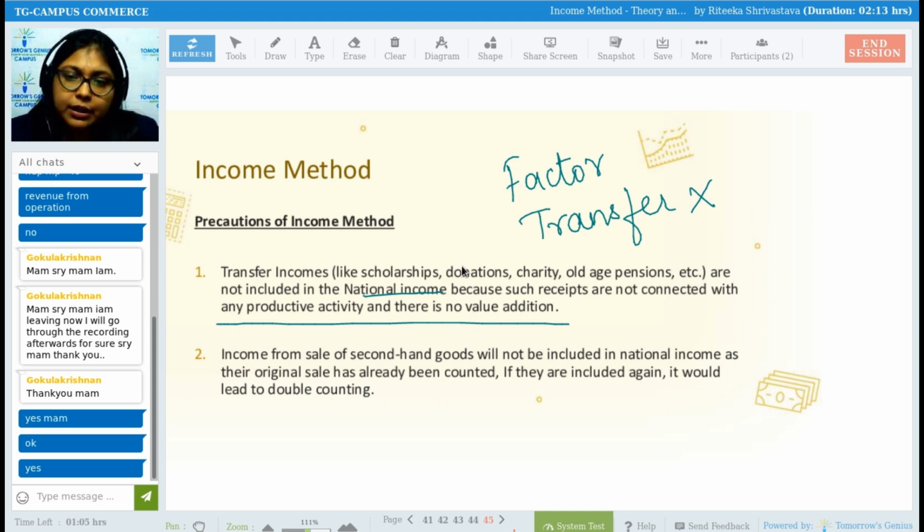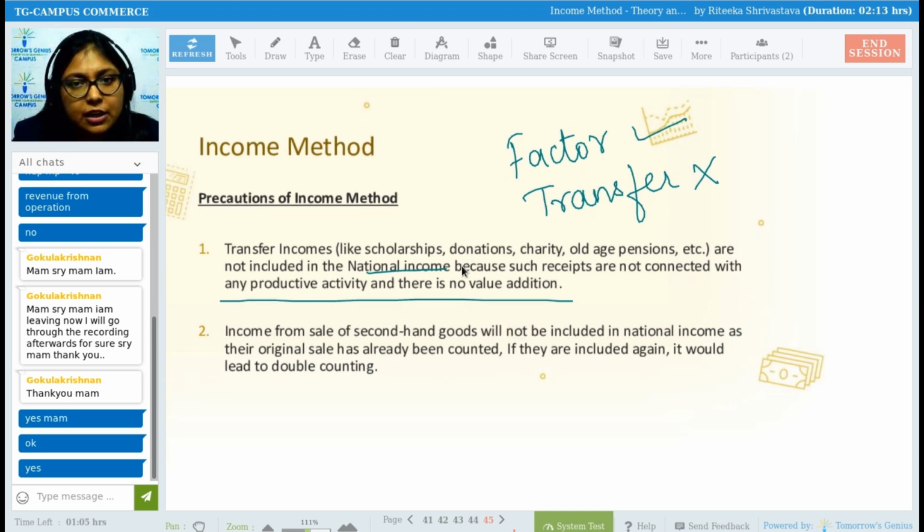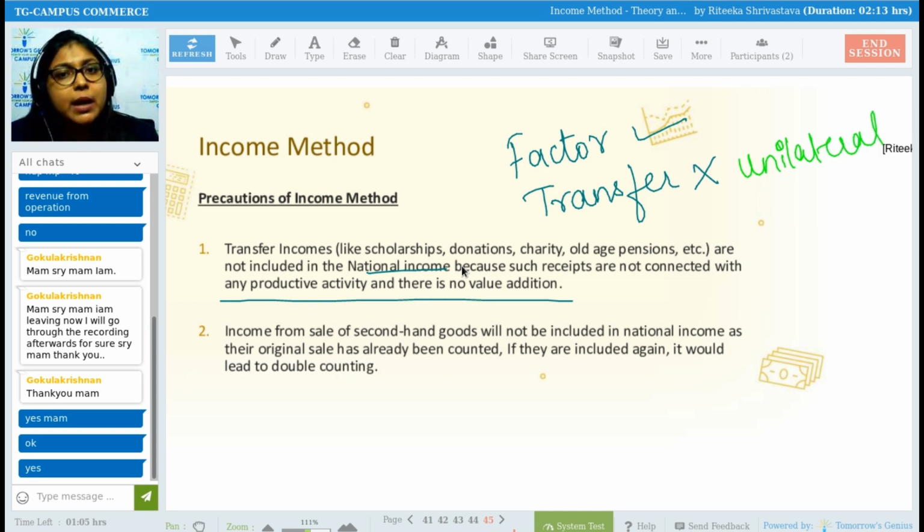We are never going to include it. Only factor incomes are included while computing national income. Transfer incomes are not included. Transfer incomes are the unilateral transfers, which is the one-sided transfer. You are just giving the money, you are just transferring the money, but in return you are not getting any kind of goods and services. That kind of income is called transfer income.